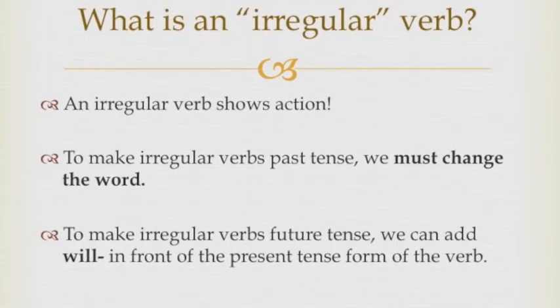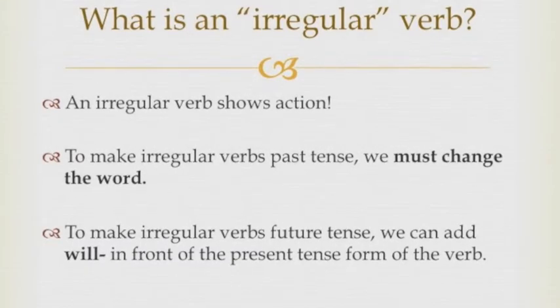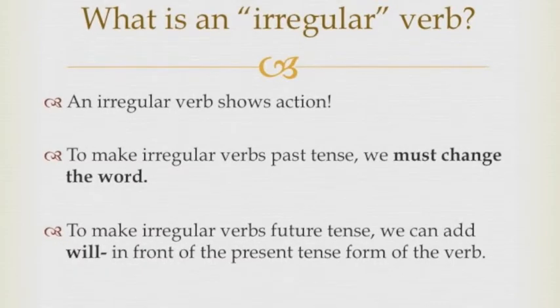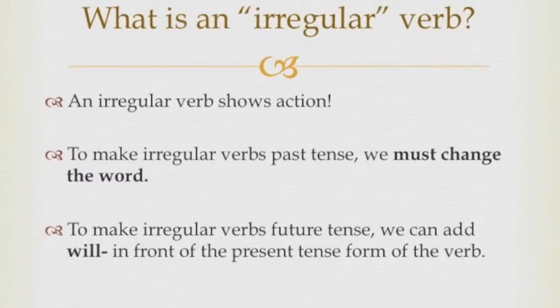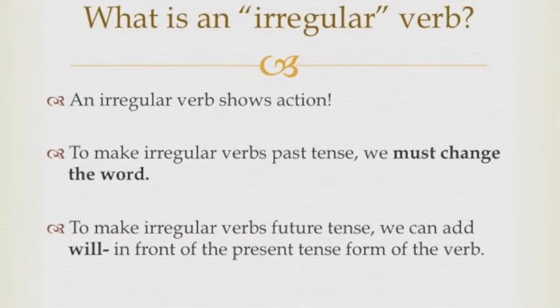Now we're going to look at what it means to be an irregular verb. Just like a regular verb, an irregular verb shows action. But the difference is, to make an irregular verb past tense, we must change the word. To make an irregular verb future tense, we will add the word will in front of the present tense form of the verb. Do you notice some similarities?